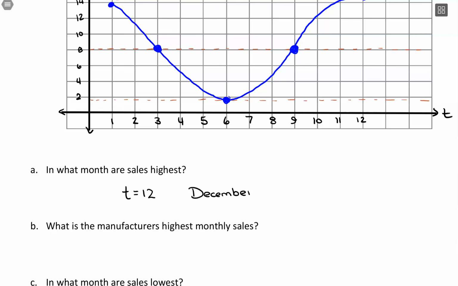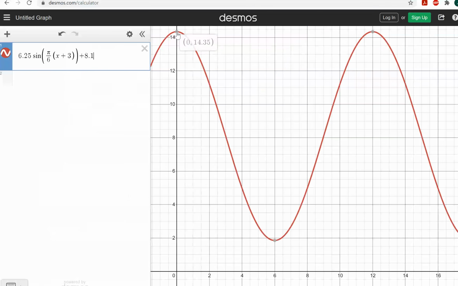Now, how we can also see this on Desmos is that often you can see these gray points coming through at the minimum and maximum values. So if you weren't sure, you could click on that point and that would show you the coordinates. So we could see that t equals 12 there. We can also see our value of 14.35, which would answer part B. What is the manufacturer's highest monthly sales?